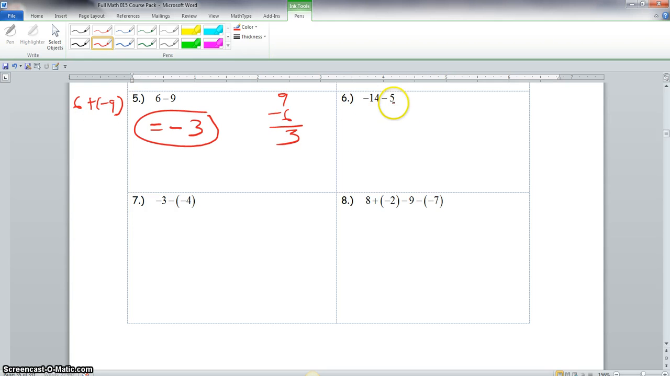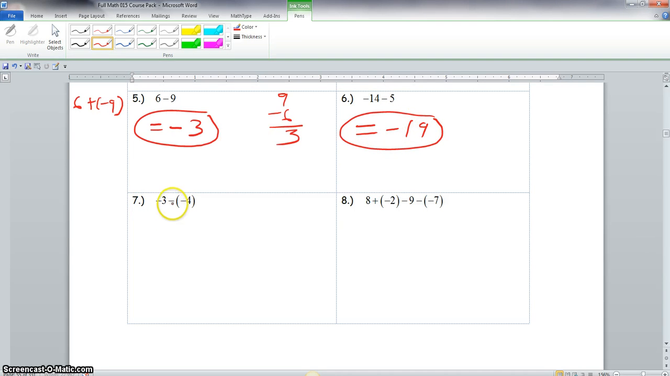Okay, now number 6, we have negative 14 minus 5. Now remember, we will look at this as negative 14 plus negative 5, which will give us a negative 19. Same sign, you're adding, and you carry the sign.